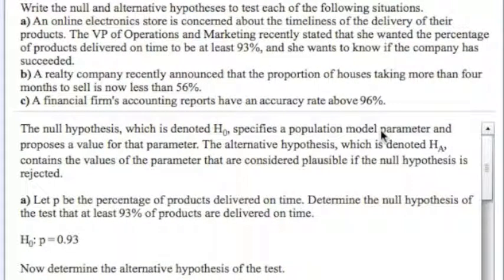Okay, Rohan here. We are going to be looking at this question here that's going to help us to formulate null hypothesis and alternative hypothesis.